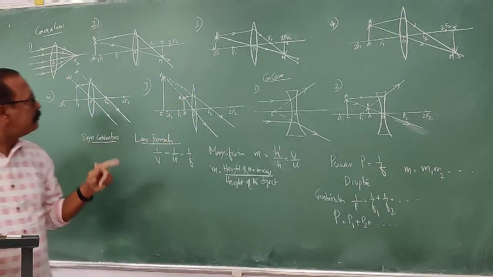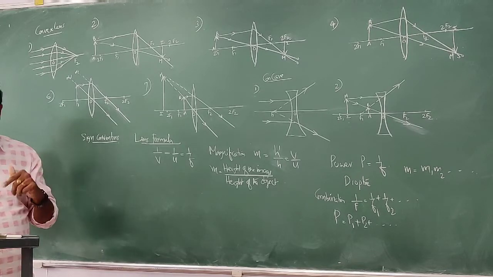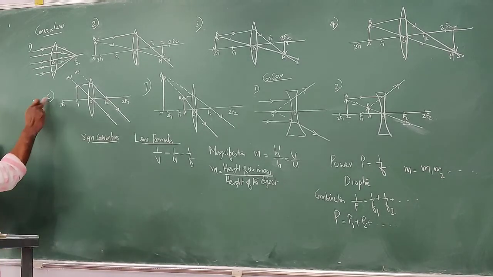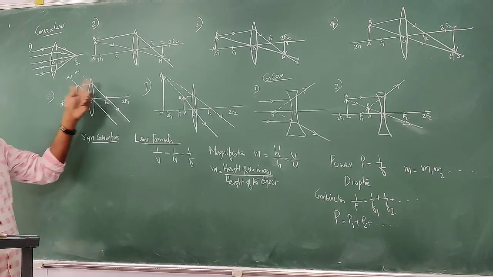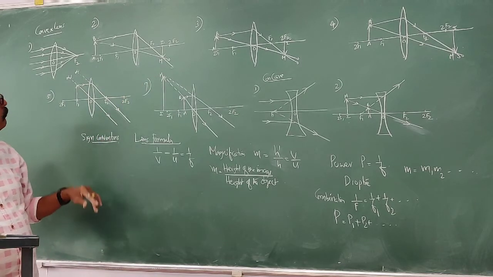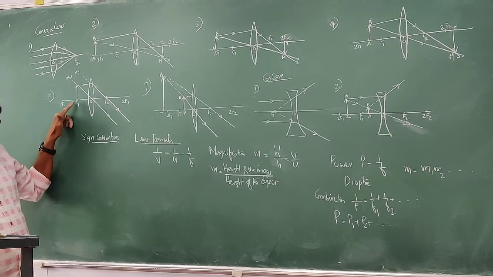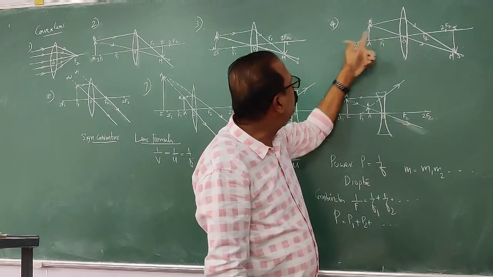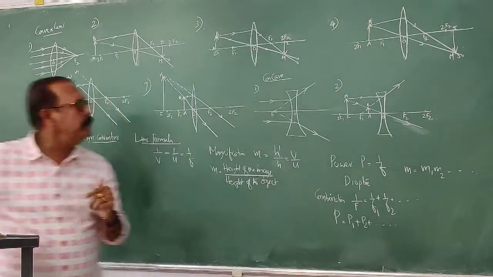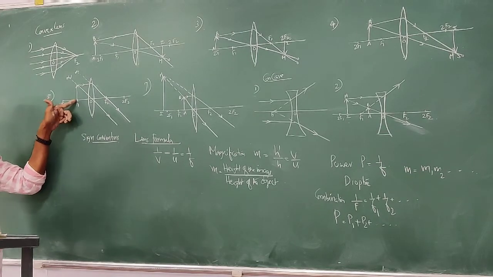Now the fifth one. This is the fifth one. Object at f1. Here we have shown the object between 2f1 and f1. Now the object is at f1. Object at f1. That should give the image at infinity.